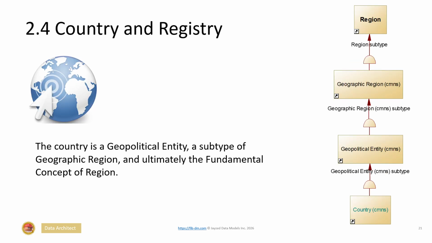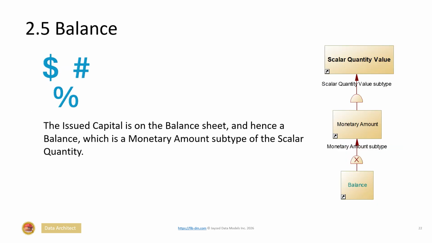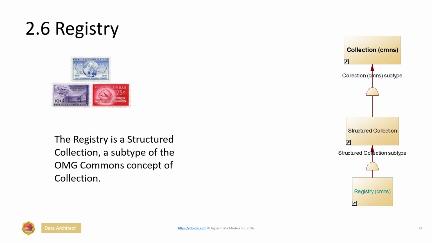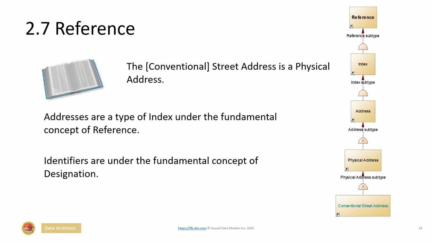The country and the registry are a geopolitical entity, a subtype of geographic region, ultimately the fundamental concept of region. The balance for the capital is a monetary amount, subtype of the scalar quantity. The registry is a structured collection, subtype of OMG Commons collection. The conventional street address is a physical address, which is an index, subtype of the concept of reference.